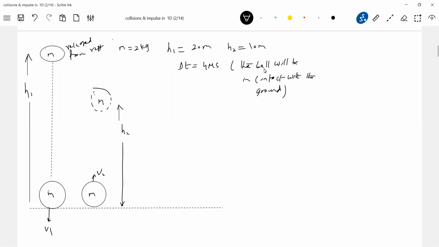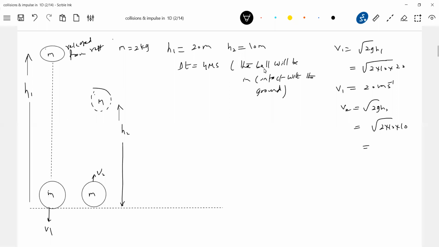Okay, what is V1? So let's calculate V1. V1 equal to root 2GH1, 2 into 10 into 20. So 20 meter per second. What is V2? Root 2GH2. So this should be 2 into 10 into 10. Let me make it 5, calculations will be easier. So this will be 10 meter per second.